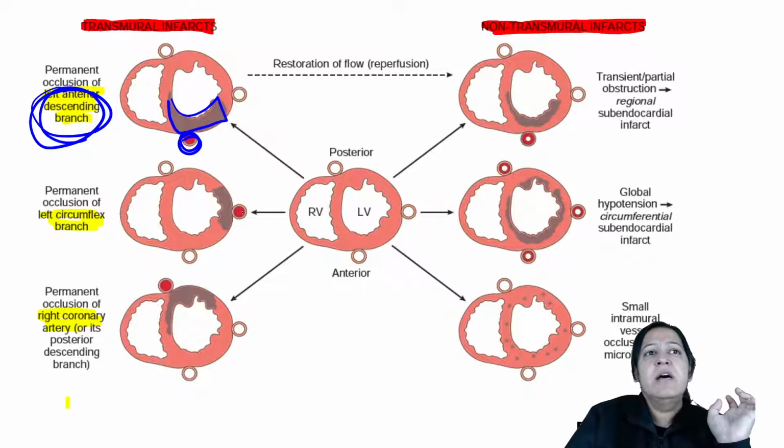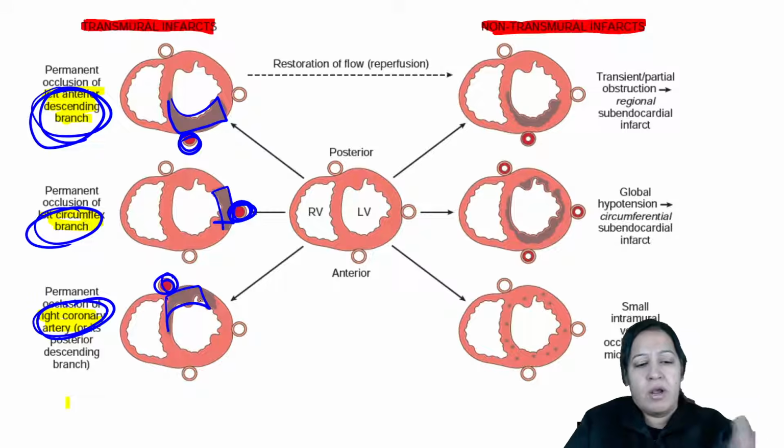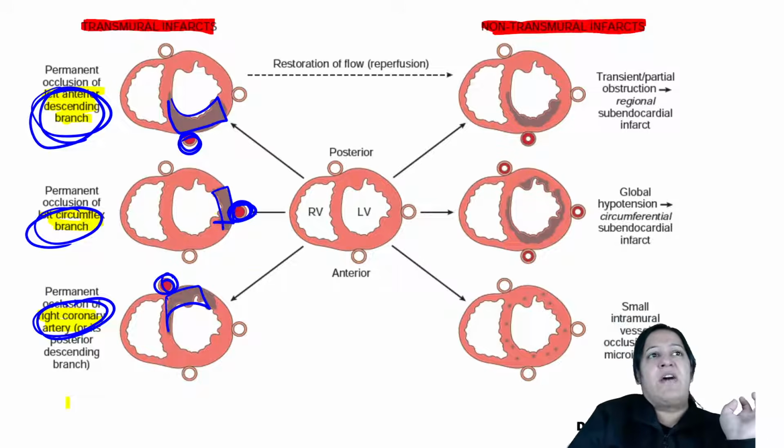See, this is the infarct. This is the LCX. If the LCX is obstructed, the infarct is in the lateral wall. And if the RCA is obstructed, can you see? This is the RCA. So the infarct is in the posterior wall. Please appreciate the three infarcts: this is the anterior wall, this is the lateral wall, and this is the posterior wall.